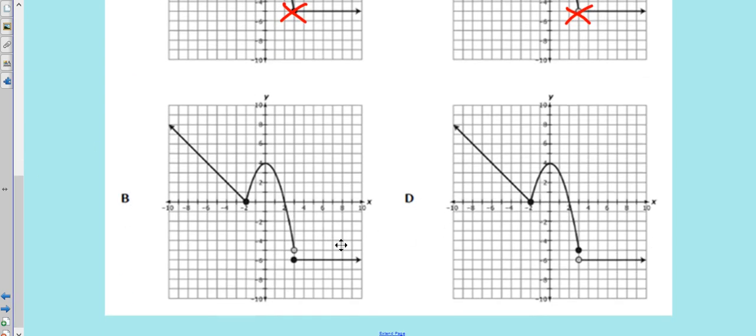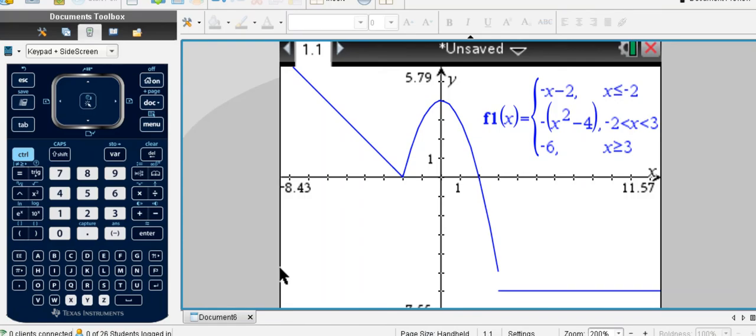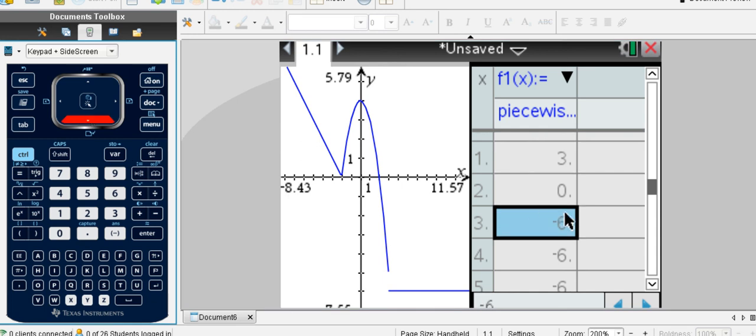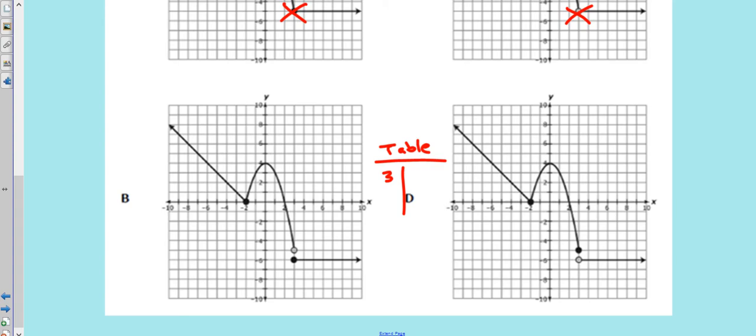Now I just need to figure out, do I have an open circle there, or which one is defined, which one's undefined? So here's what you do. You're going to look at the table. We can see that the x here is 3. So we're going to go to the table and see when x is 3, what's our y value? So when I press over here, press Control T, and I'm looking for when x is 3, y is negative 6. So when x is 3, y is negative 6.